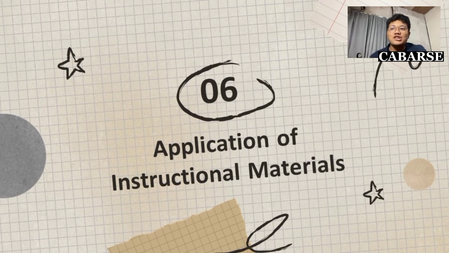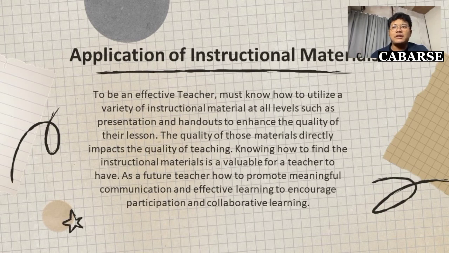So next, let's proceed to the application of instructional materials. To be an effective teacher, you must know how to utilize a variety of instructional materials at all levels, such as presentations and handouts, to enhance the quality of your lesson. The quality of those materials directly impacts the quality of teaching. Knowing how to find instructional materials is valuable for a teacher to have. As a future teacher, you must know how to promote meaningful communication and effective learning to encourage participation and collaborative learning. Meaning to say, the teacher must have a goal not only to teach, but to assure that the student will learn something during and after the discussion. As a future educator, it is really important to promote meaningful communication and effective learning, to motivate the student to learn more and gain knowledge out of your discussion.